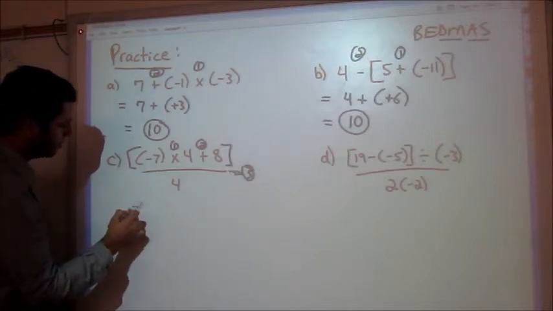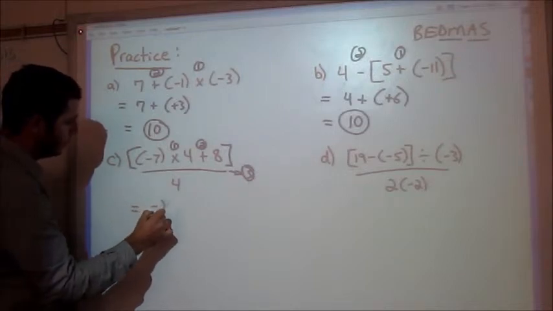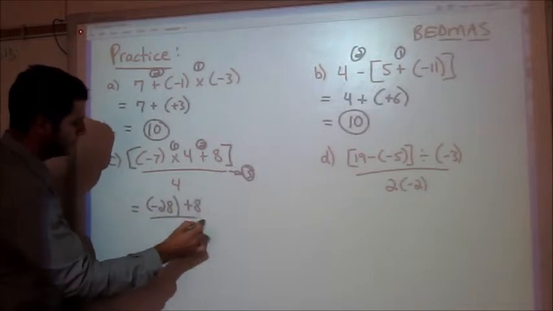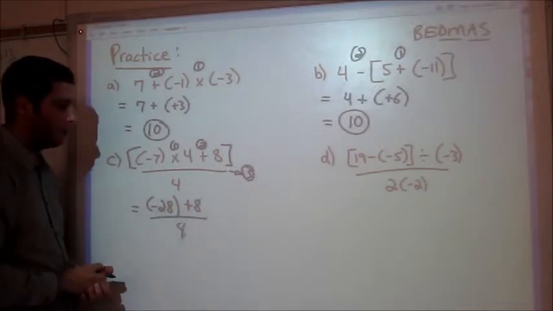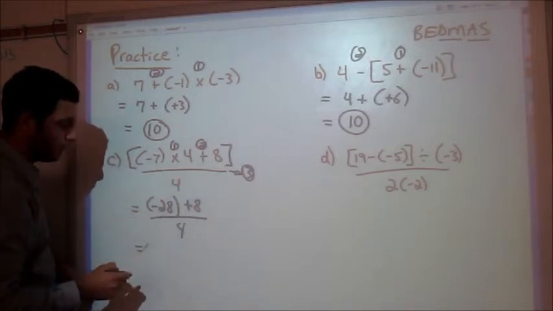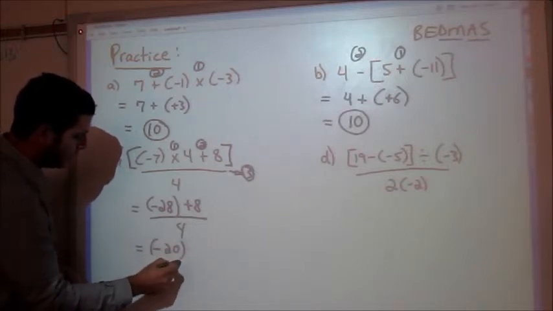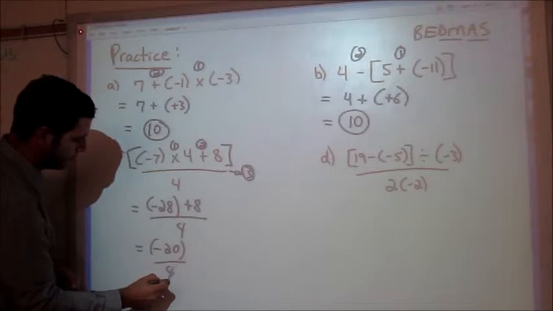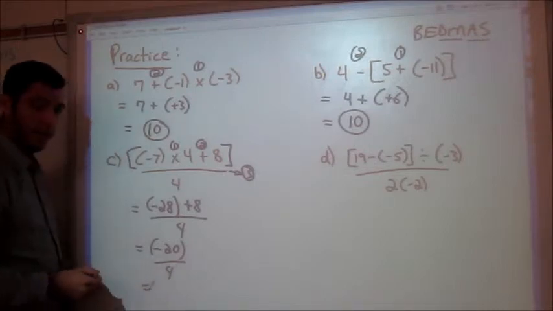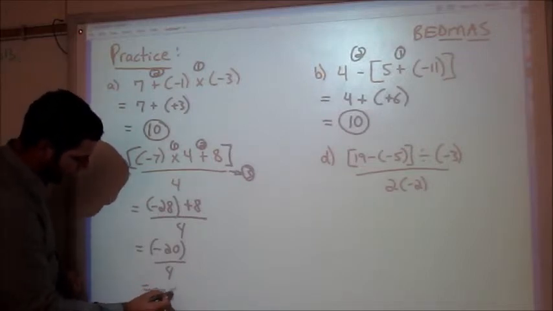So let's rewrite this expression. -7 times 4 comes first. That will be -28 plus 8. This is still going to be divided by 4 afterwards. That's our third step. -28 plus 8 will be -20. Okay, and -20 divided by 4, pardon me, will be -5.